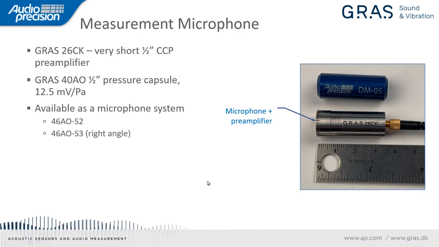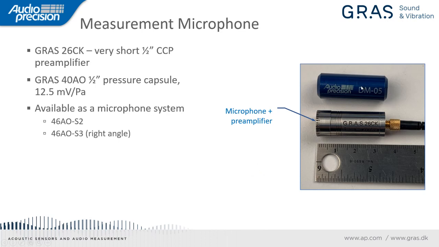Now, for a measurement microphone, you're required to have a pressure capsule, a pressure response microphone for use with the 2cc coupler. And of course, the microphone needs a preamplifier. Our sister company, Grass, has a very nice offering here. It's the Grass 26CK, very short 1/2 inch CCP preamplifier. That's shown in the picture here with the microphone capsule attached to the preamp. As you can see, I just put a ruler in the picture, and the total length of the preamp and microphone combined is about 37 millimeters. Nice and small, which is great for use in that chamber, which has limited space.